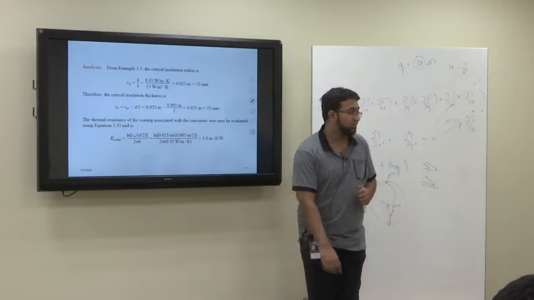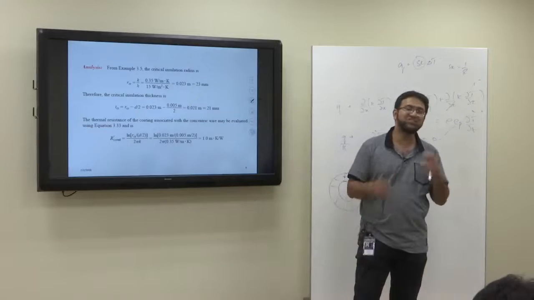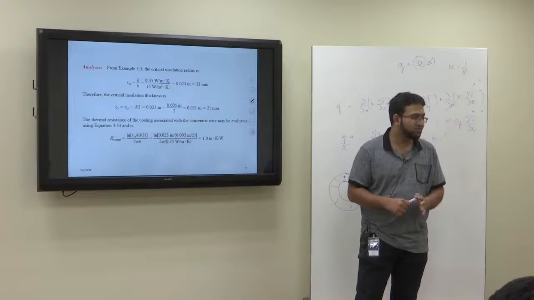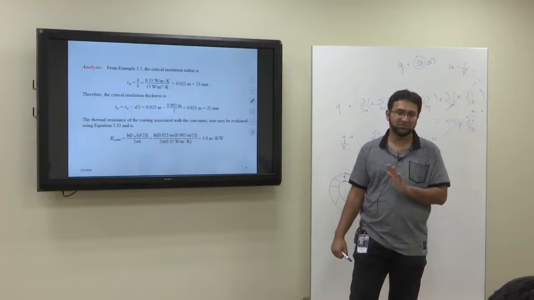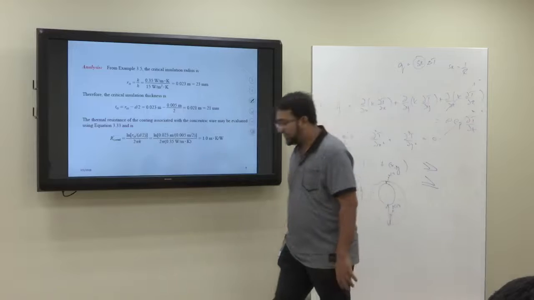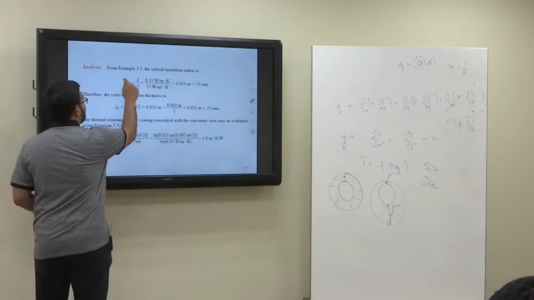So now, the objective is that we need to find what is the change in the resistance. Okay, that's the objective. Now, critical radius is given by this formula, K upon H.